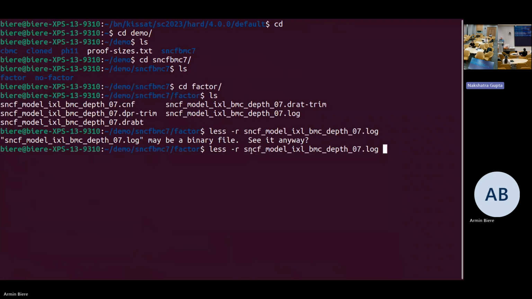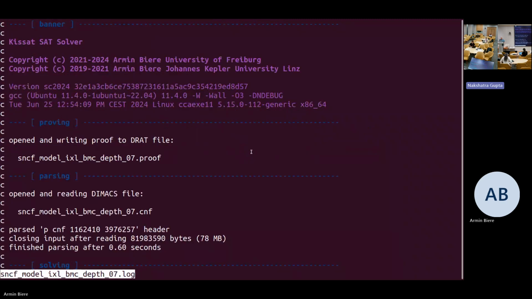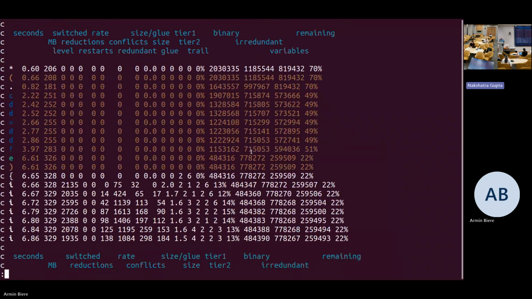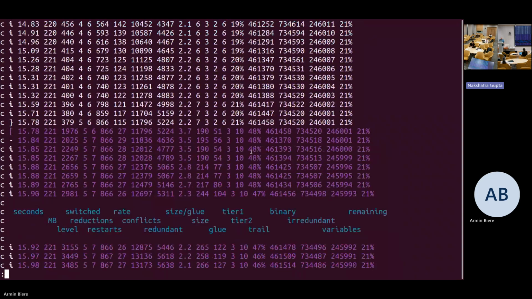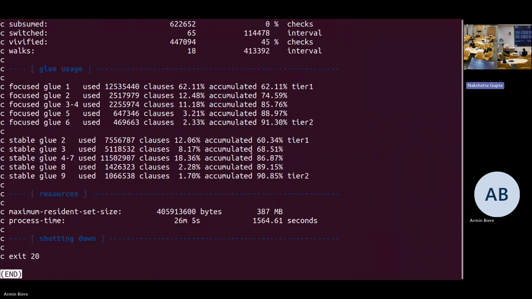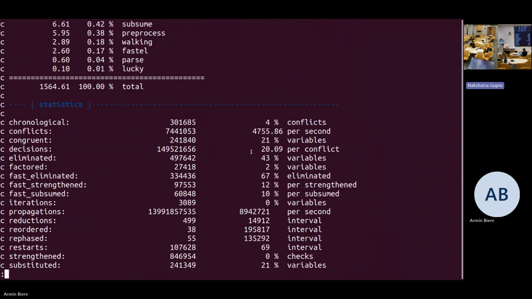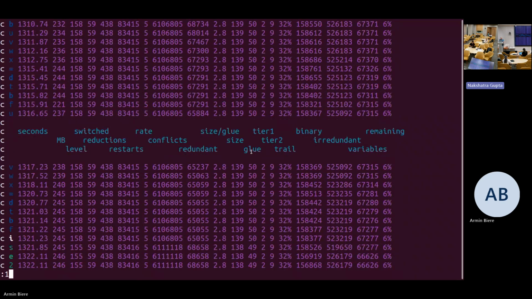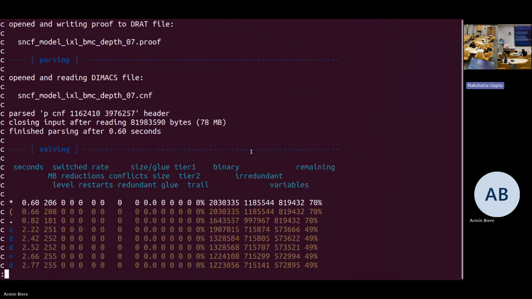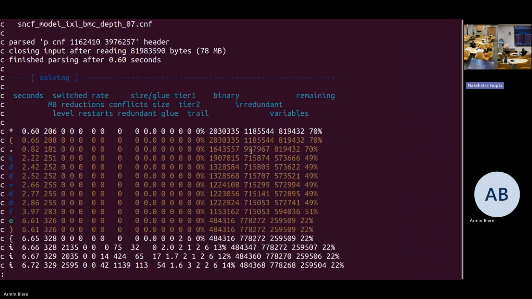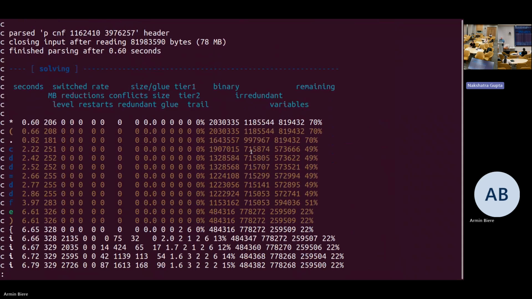This can now be solved by Kissat. The reason I'm showing you this is that if I ran it, you would see how the output scrolls, but because it takes 1,500 seconds, I'm not doing that. I want to show you a bit of the output of Kissat, because if you want to peek into the solver and see what it's doing, this is maybe the most important part.